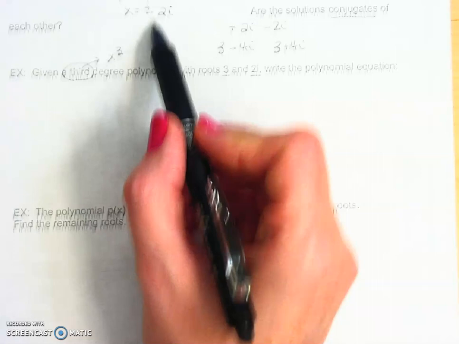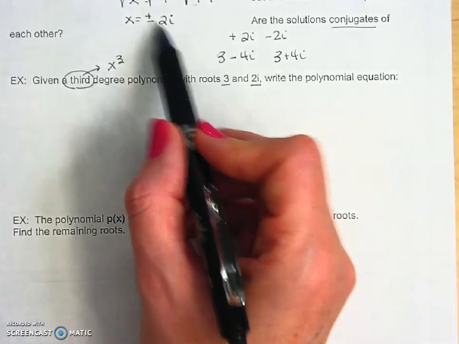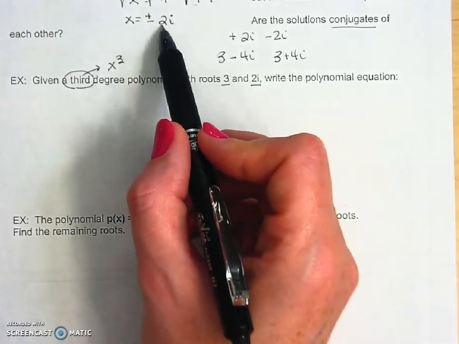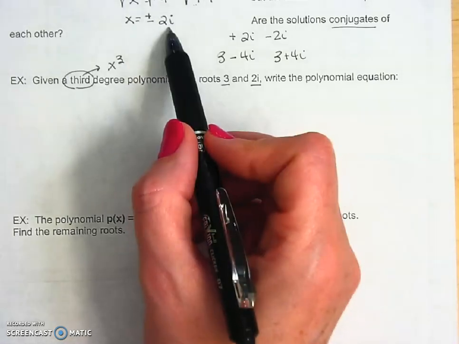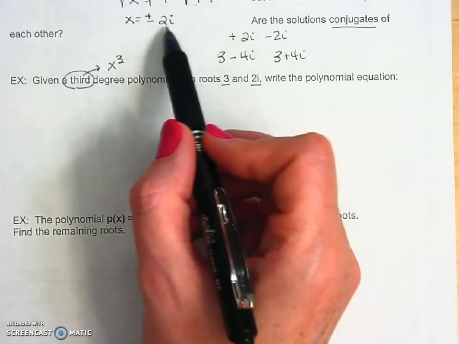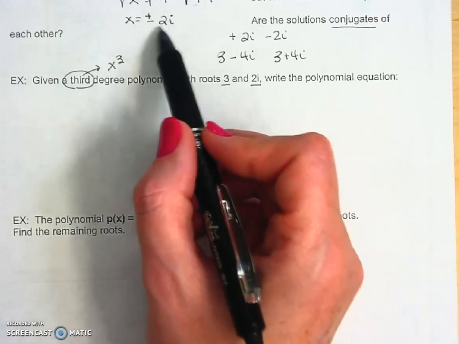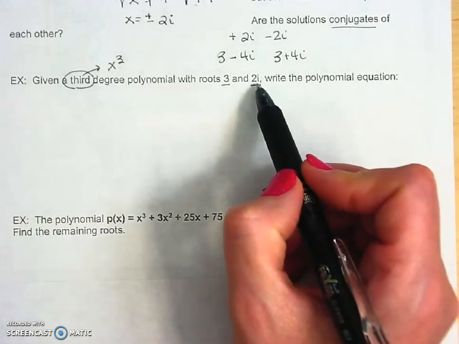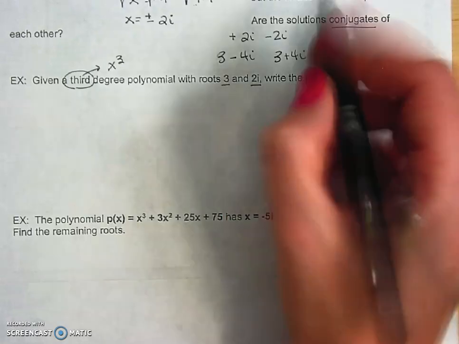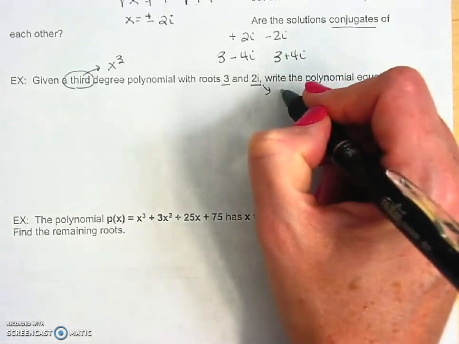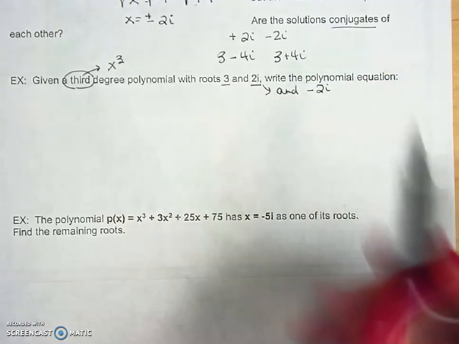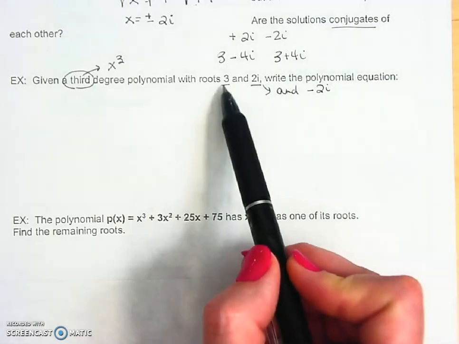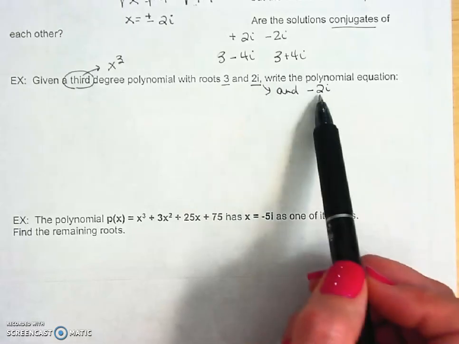So when I solved this equation up here, it gave me 2 answers, a positive 2i and a negative 2i. So these complex or imaginary roots are always going to occur in pairs, the positive version and the negative. So if I'm told that I have positive 2i as a root, I can also assume that I have negative 2i as a root as well. So there's my 3 roots: 3, positive 2i, negative 2i.